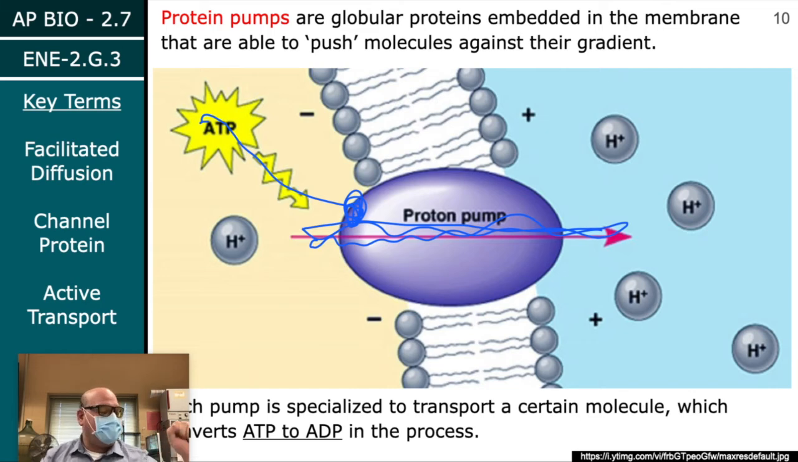If you were going to take marbles and put them from one bucket to the other, you have to grab the marble, move it to the other bucket, and let go of the marble. So for a protein to do this, it's really chemically cool. The ATP comes in, phosphorylates the protein, and that makes, in this case, hydrogen want to bond to it.